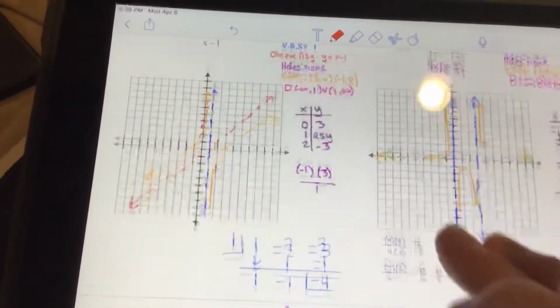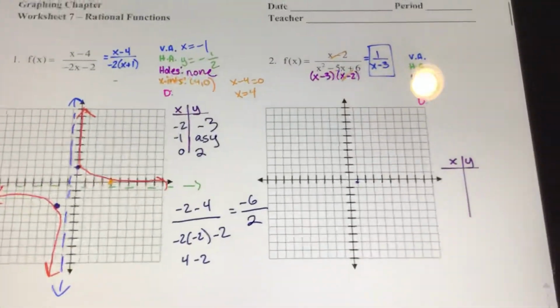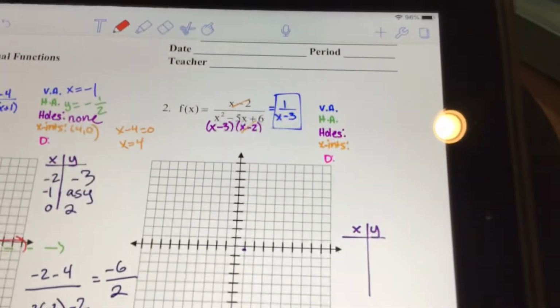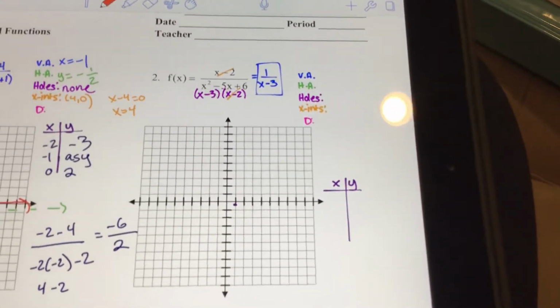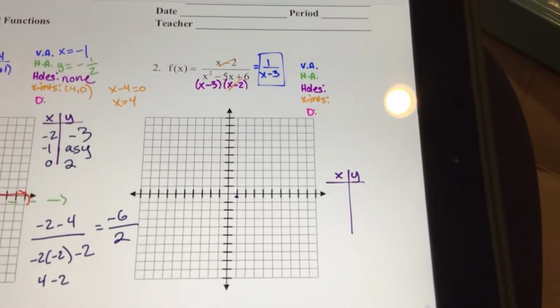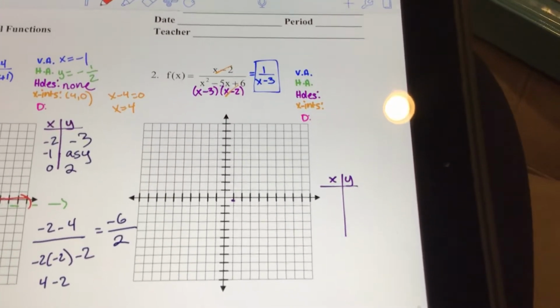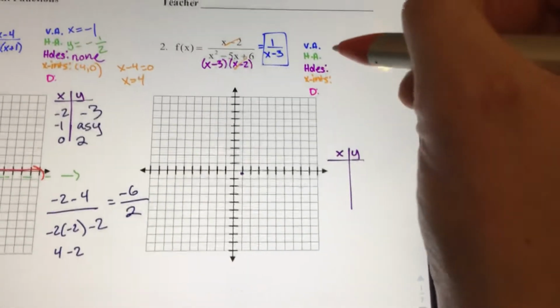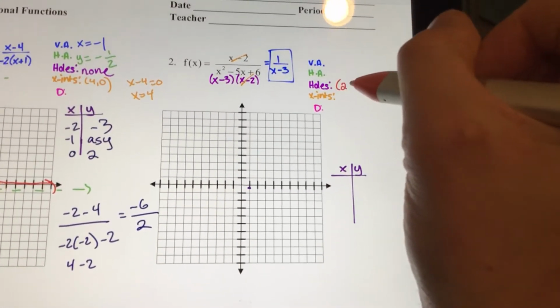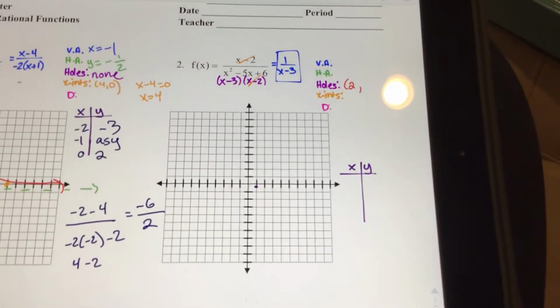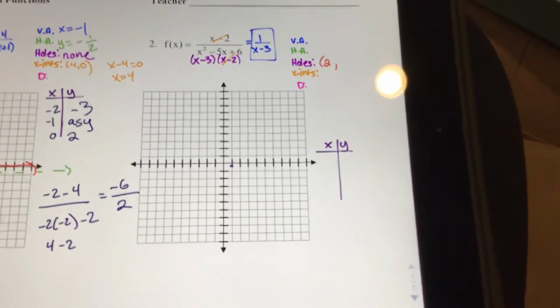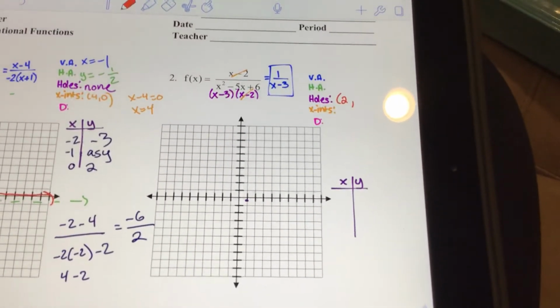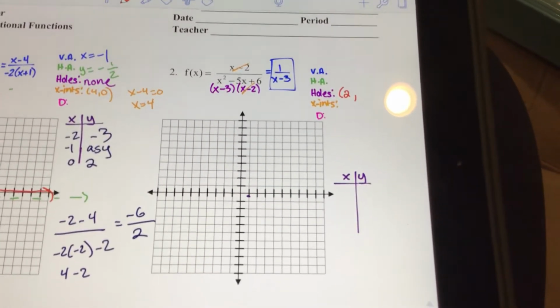So I just want to do one more preview problem where you actually have a hole. So number 2, if you factor the denominator, you would factor it to x minus 3, x minus 2. So remember that when you cancel something out, that's when you're going to have a hole. So the hole in this problem is going to happen, we set that eliminated factor equal to 0. So x minus 2 equals 0 gives us x equals 2. The hole happens at 2 comma something.